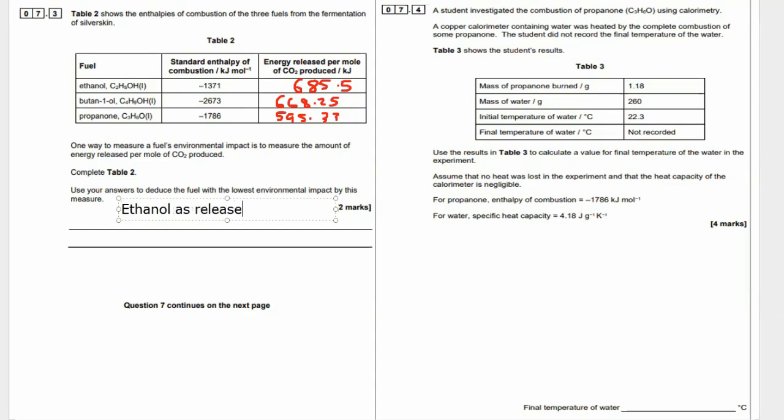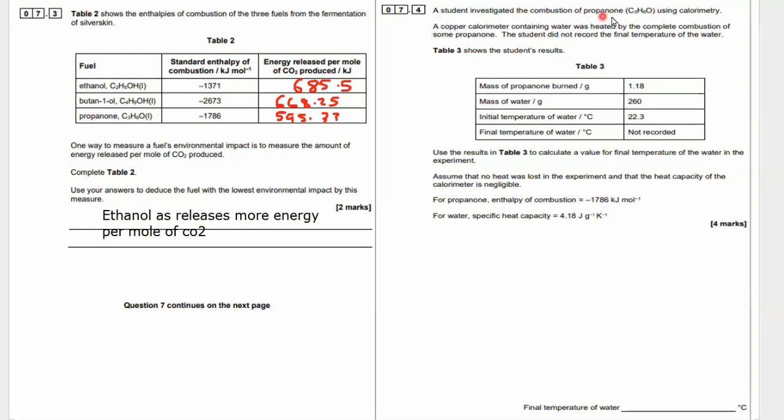As it releases more energy per mole of CO2. So if you drive a car that is fueled with ethanol, and if you drive a car fueled with propanone, the same distance, you're going to burn more propanone and release more CO2 than you are ethanol, because ethanol gives you more energy for each mole.